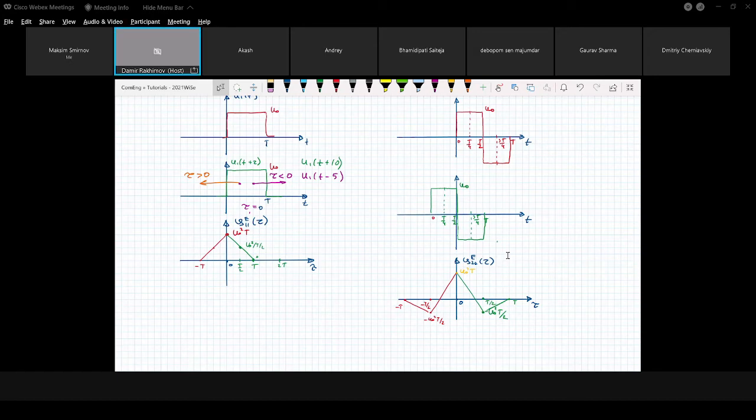We simply take different delays, we shift our signal by these delays, and then we evaluate the overlapping area and what the value is for this overlapping area. This is how we calculate correlation.